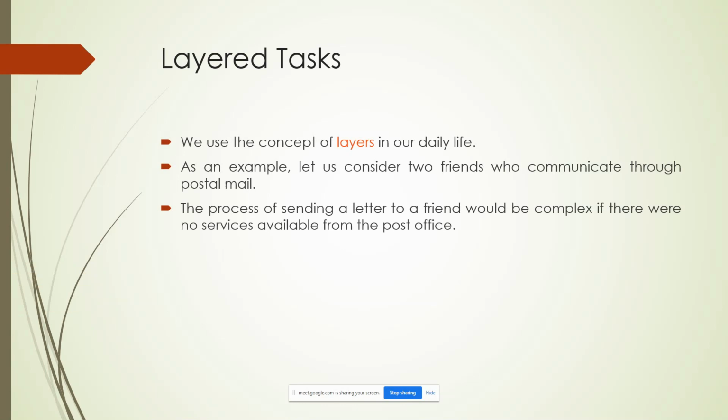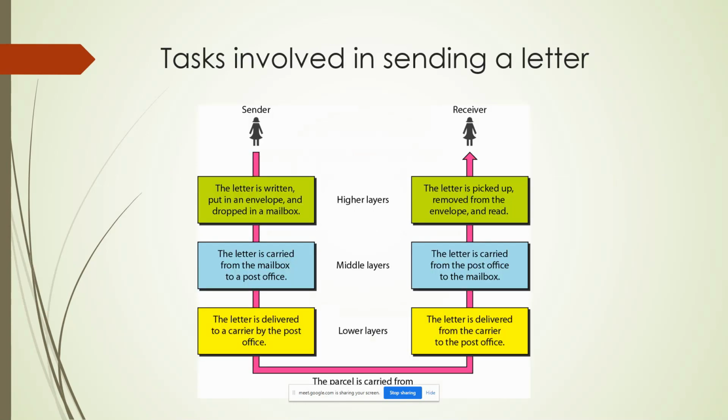As an example, let us consider two friends who want to communicate through postal mail. The process of sending a letter to a friend would be complex if there was no service available from the post office. If a post office was not there, we won't be able to send a letter from one person to another. Now let us look at the layers involved in sending a letter. First, a sender will write the letter, put it in an envelope, and drop it in the mailbox. That is the higher layer.